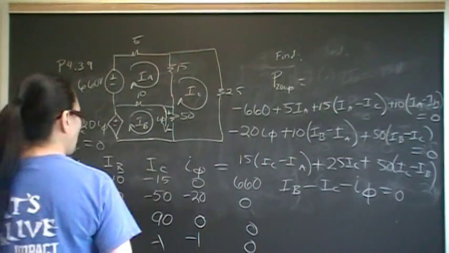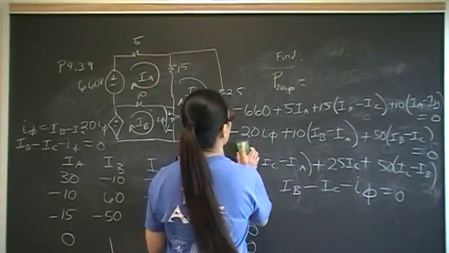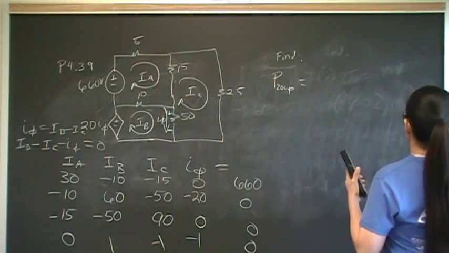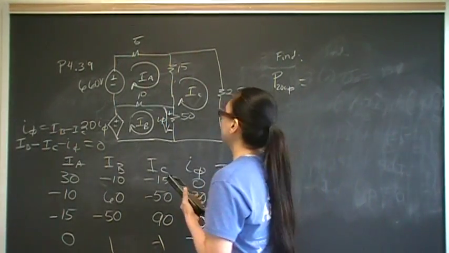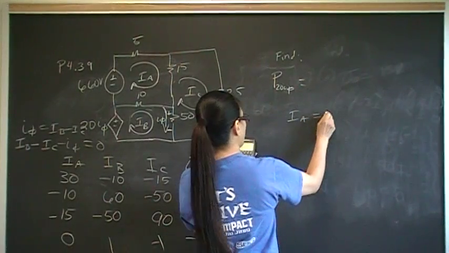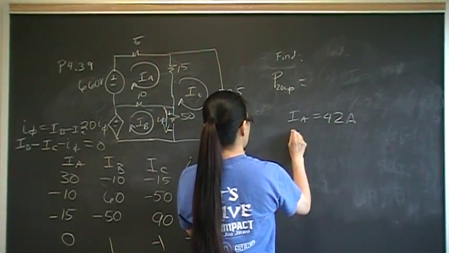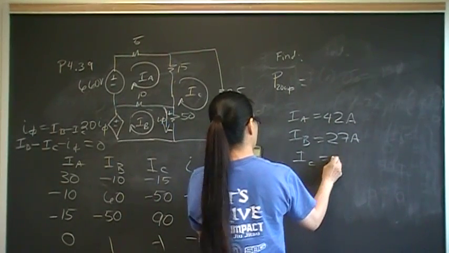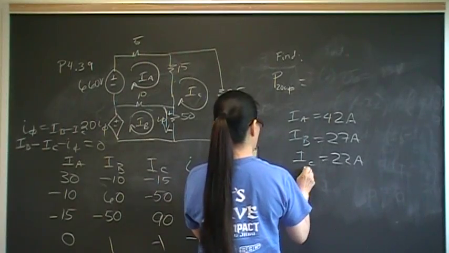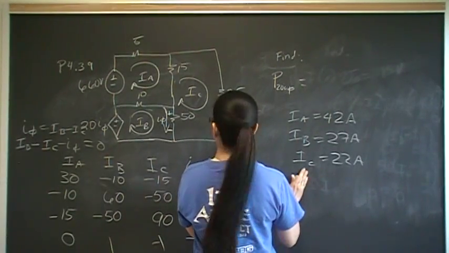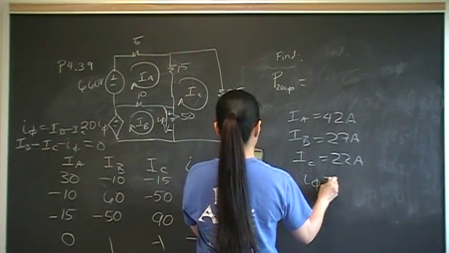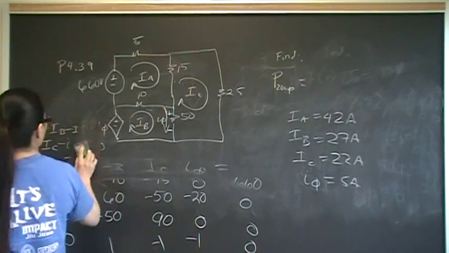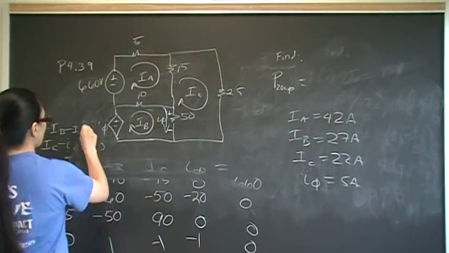Okay, so let's go ahead and erase this and see what we got. So what you should have come up with is IA is 42 amps, IB is 27 amps, IC is 22 amps, and I-phi is 5 amps. Okay, that wasn't quite what we were looking for, but we needed all that information to get what we're looking for.